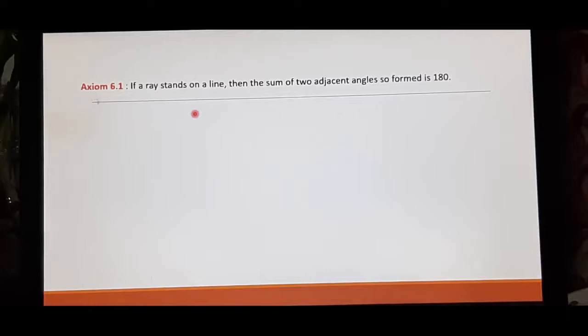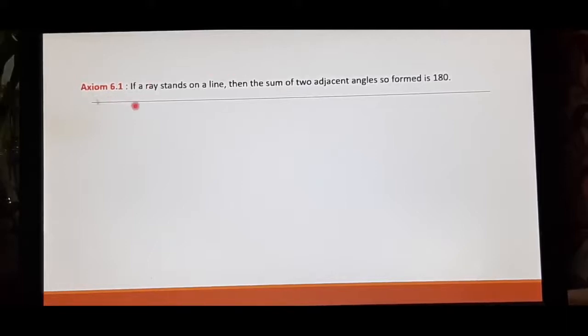Now we have some axioms and theorems which we have to use while solving the questions of the exercise. So for an axiom, we don't have to do any proofs. We just have to assume that these are true statements and we can apply these results while solving our questions. So I'll explain to you whenever I use an axiom while solving a question.